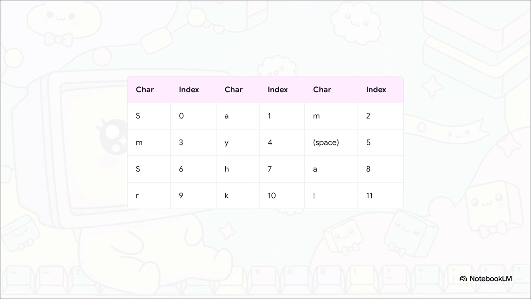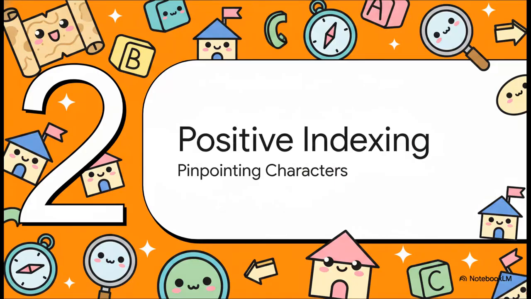Now take a look at this. This is basically our map of the street. Every character has an address. And notice the most important part. Where does the numbering start? It starts at 0. Okay, so we have our map. Now let's learn how to use those addresses to grab any single character we want.